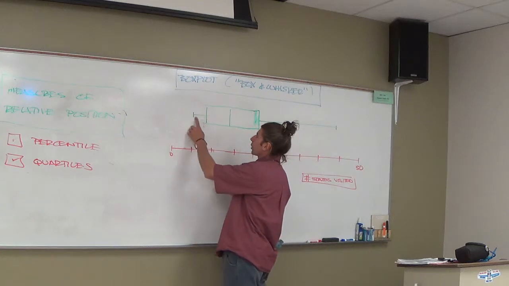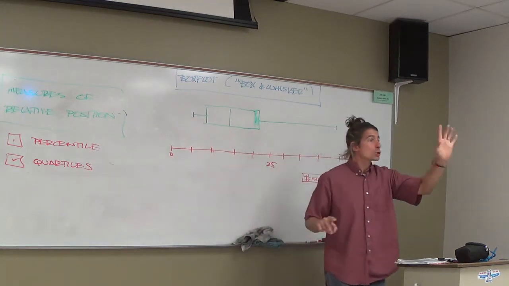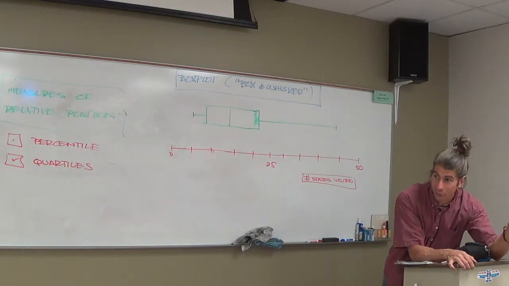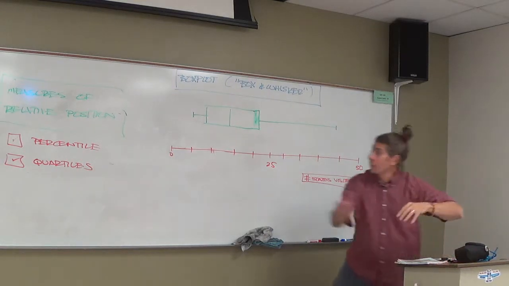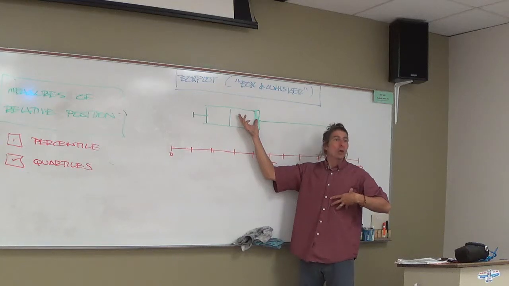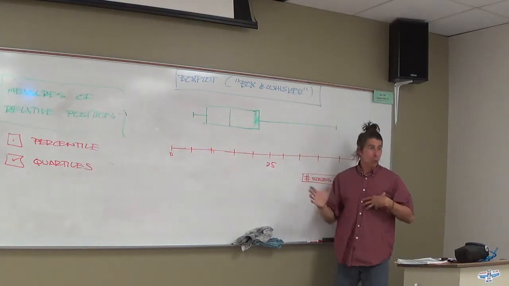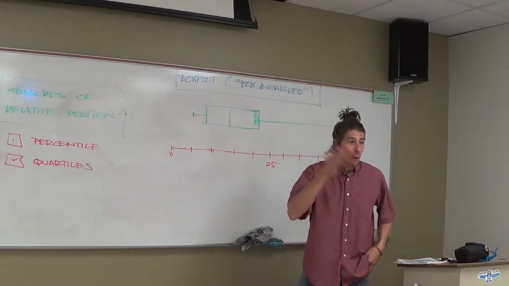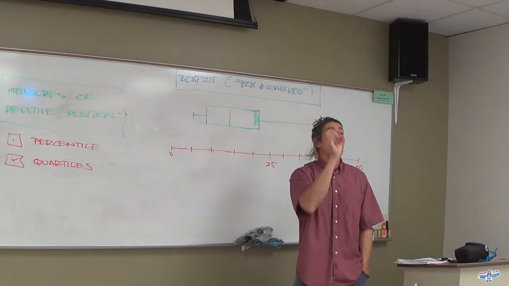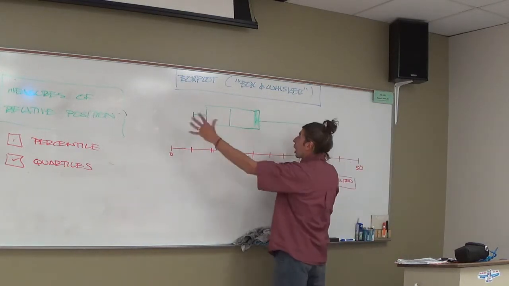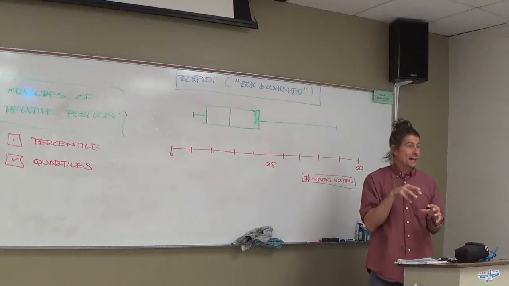How many data points are right here? Say that again. 25%. I don't know how many, but I do know that 1/4 of them are there, correct? And I know that, how many are here? 1/4. How many are here? And how many are here? Good. So I'm not trying to be a trick question. I don't know how many, but I know what proportion are there. So within each of those chunks, I know that 1/4 of the data lives.